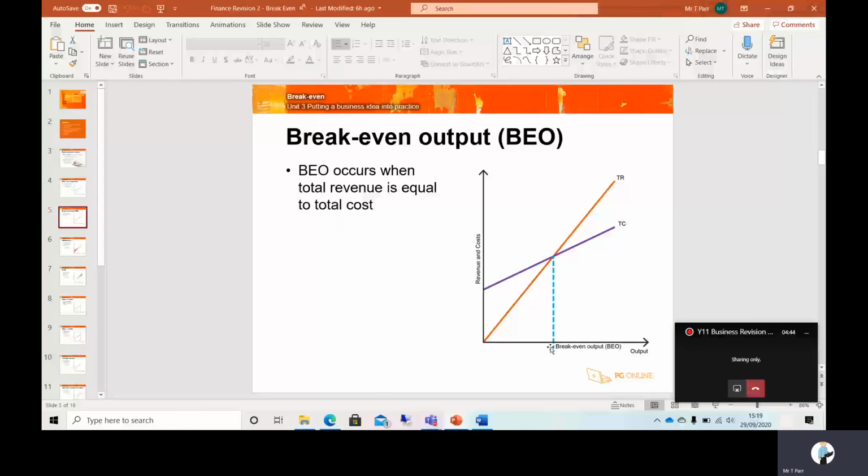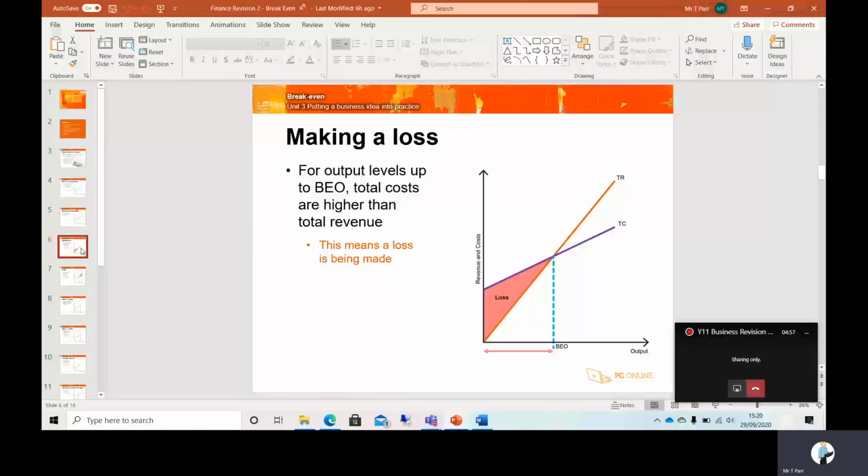When we have output so many items, or sold so many pairs of shoes, that is the point at which we break even. In other words, we're not making money, we're not losing money. It's absolutely 0. Using that as an example, everything in this area here is our loss, how much money we're losing. So, for example, at this stage here, the amount of money we're losing is the difference between the total cost and the total revenue there.